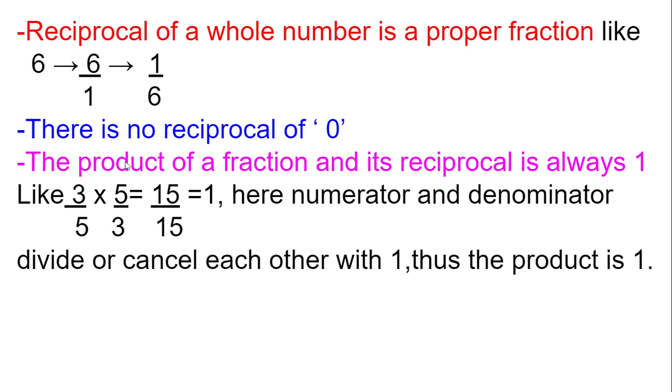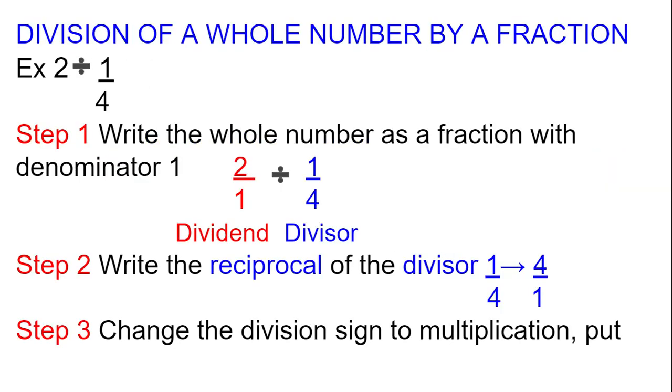The product of a fraction and its reciprocal is always 1, like 3 upon 5 multiplied by 5 upon 3 is equal to 15 upon 15, which is equal to 1. Here the numerator and denominator divide or cancel each other with 1. Thus the product is 1.